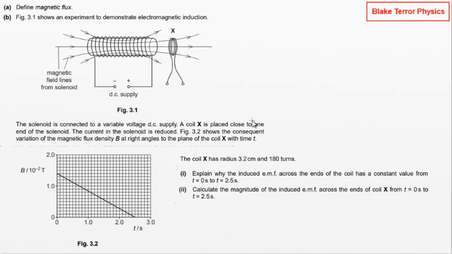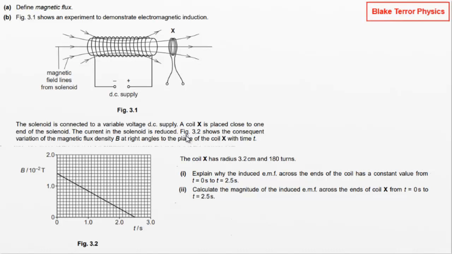Define magnetic flux. Right, how many times have we done this? Magnetic flux through a surface is the magnetic flux density perpendicular to that surface multiplied by the surface area. So that's our first bit. Part B, figure 3.1 shows an experiment to demonstrate electromagnetic induction. So the usual thing, we've got our coils, the solenoid, magnetic field lines from the solenoid. Solenoid's connected to a variable voltage DC supply. Coil X is placed close to one end of the solenoid.